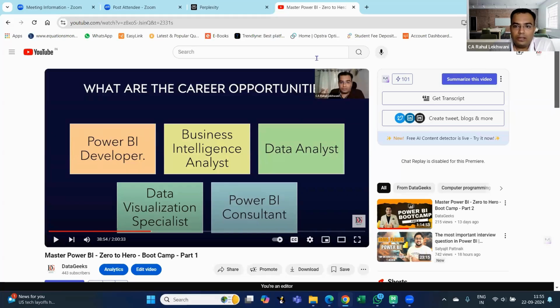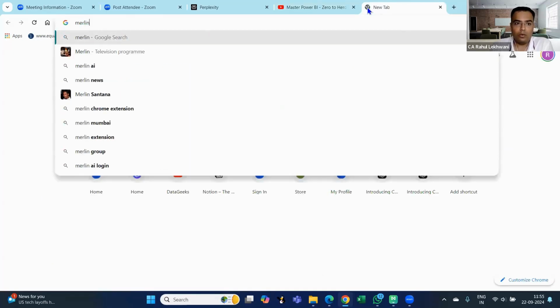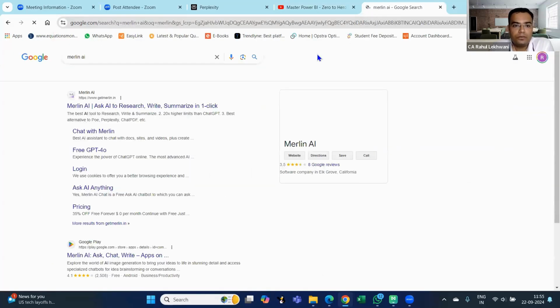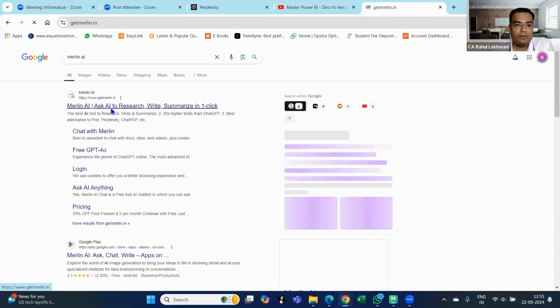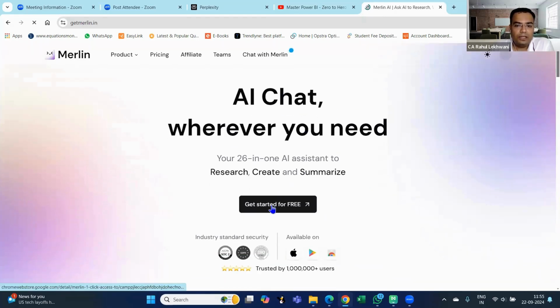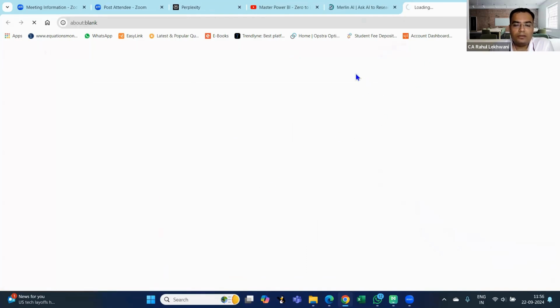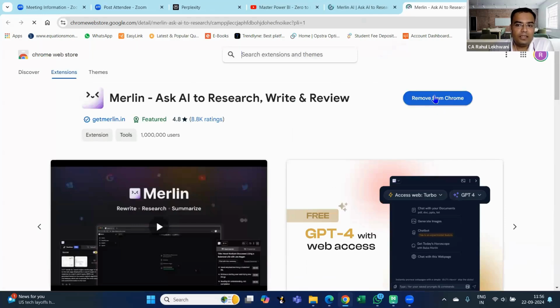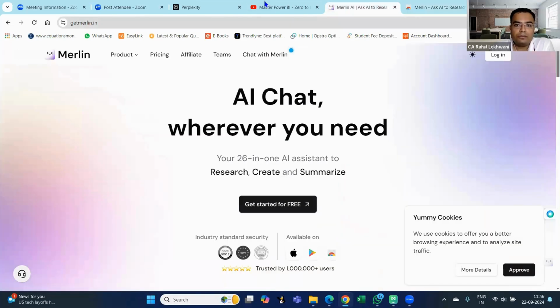So there's a tool called Merlin. Can you see this? So this is installed. If I show you Merlin, this is a Google extension, Merlin AI. If you click on that, there's an extension. You get started for free, and you can download this extension. Here it shows remove from Chrome because it is already added to my Google. For you it will be add to Chrome. So once you add to Chrome, this option will come.